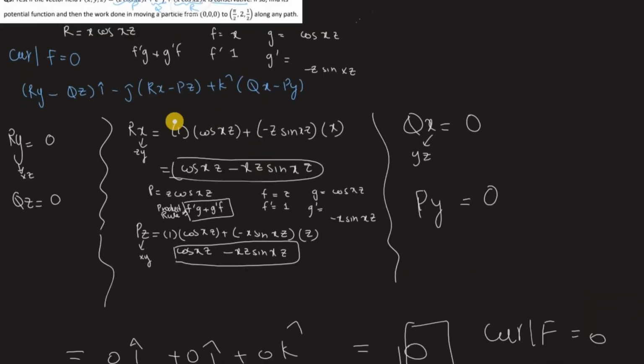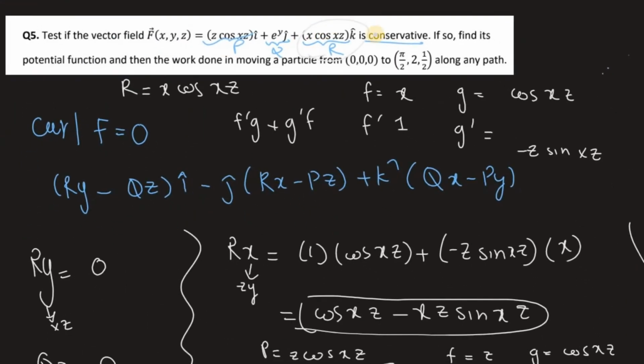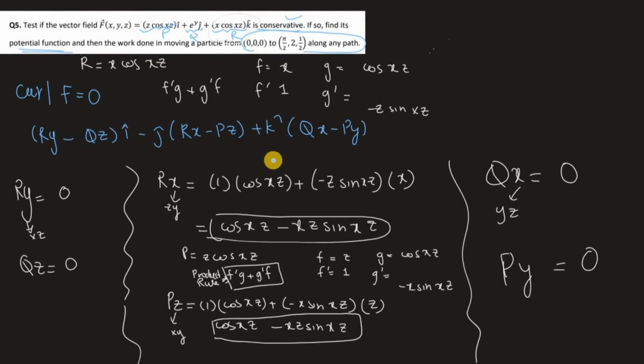Okay, so now here I told you guys they would make it conservative, so we have to do more work, right? So now we need to go ahead and find the potential function and then plug the function into these points. Okay, so let's go ahead and find the potential function.